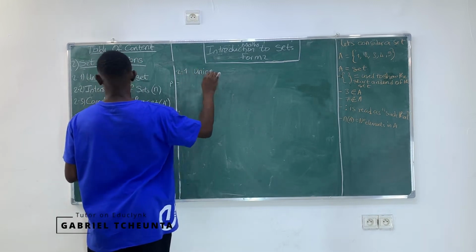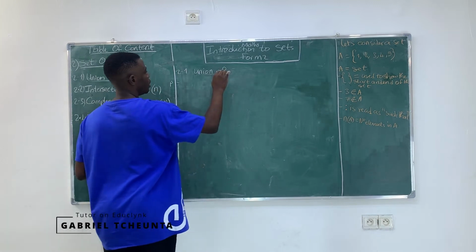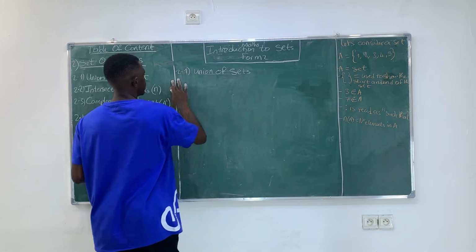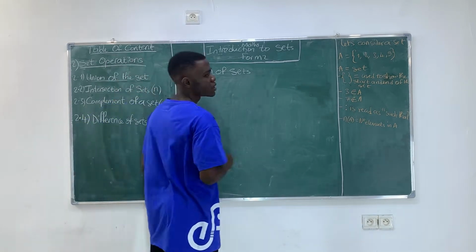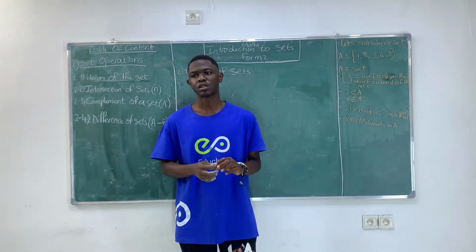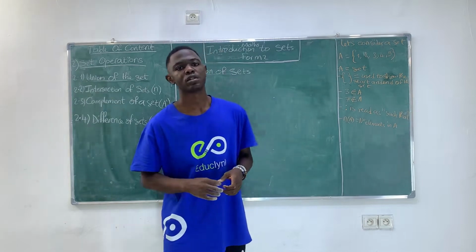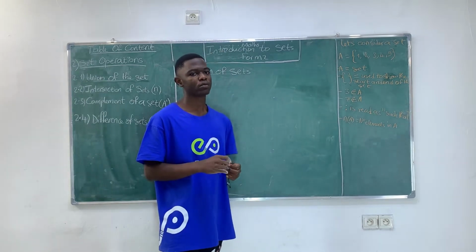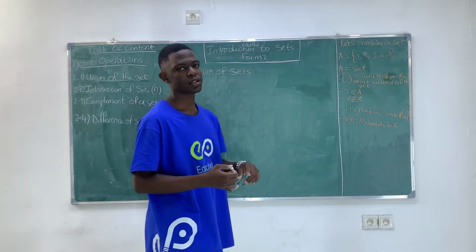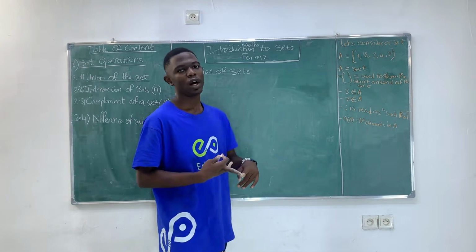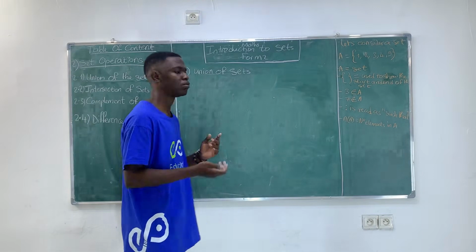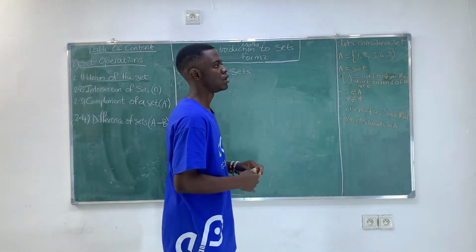Union. Union of sets. What is the union of sets? The union of two or more sets is just the combination of all of the elements of the sets into one set. So what do I mean? If you have one set that has Monday, Tuesday, Wednesday, and another set that has Thursday, Friday, Saturday, and Sunday, the union of both is just Monday through Sunday.